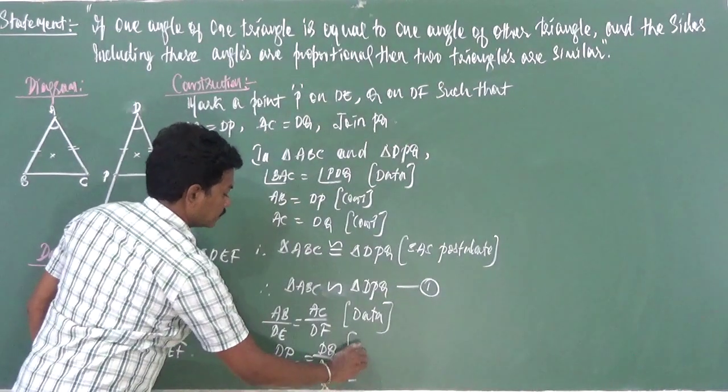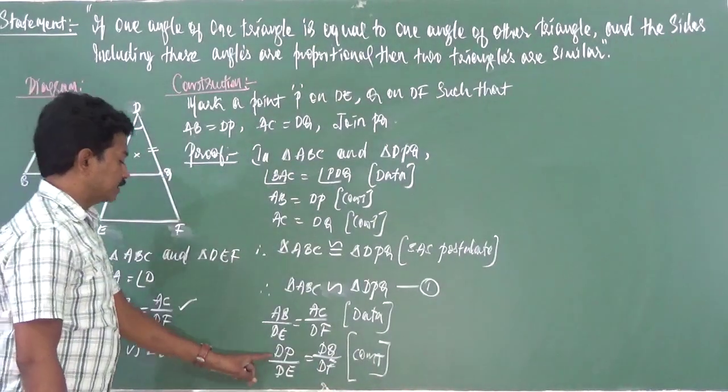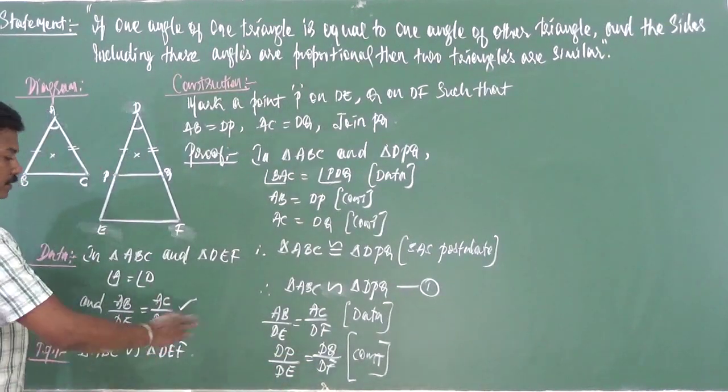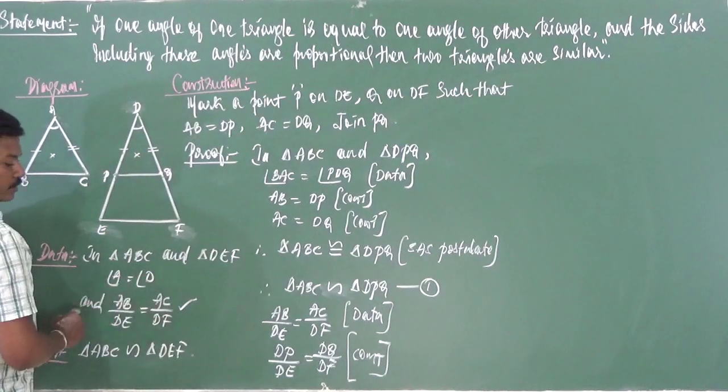Because that is according to the construction part. Okay, so now, if you apply this ratio, what we have got is dP by dE equal to dQ by dF, that proportionality in this triangle. Let us see what happens. So let us look into that.